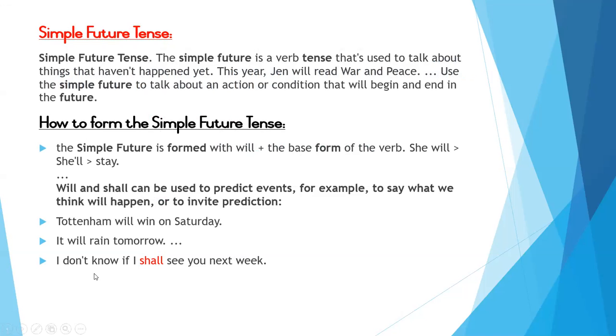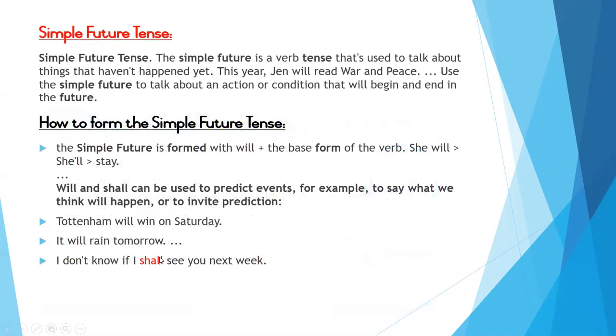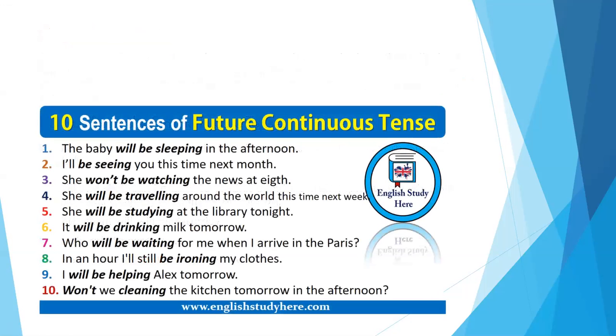Now, here's an exception. The pronouns I and we don't take will. They're the only two that always use the word shall. As we can see here, I shall see you next week. And we shall. The rest, everything else, always uses will. That's the simple future. Remember, used with will and shall for I and we.